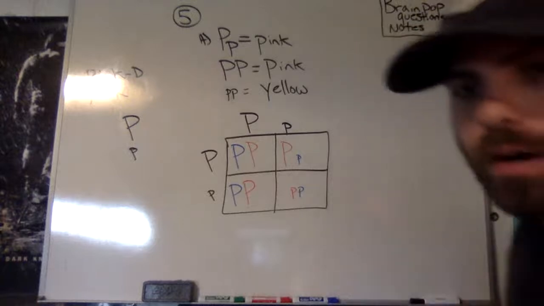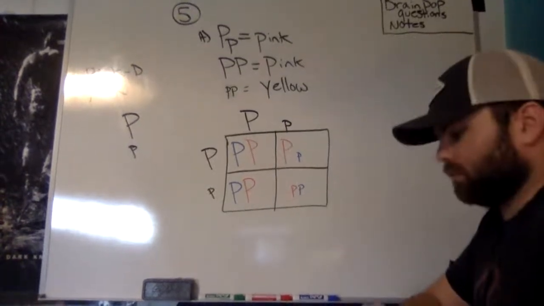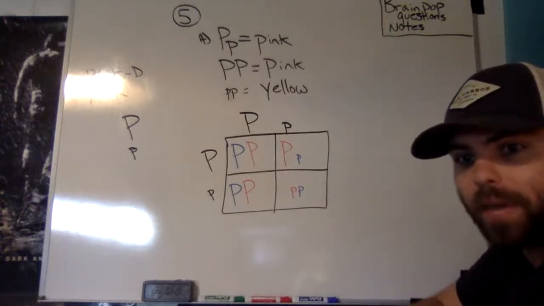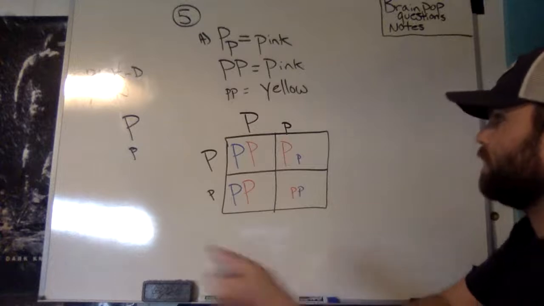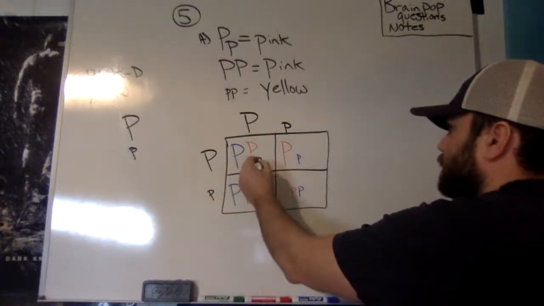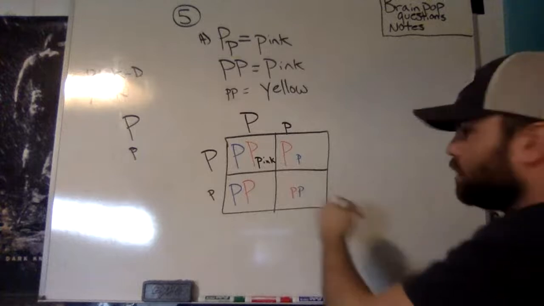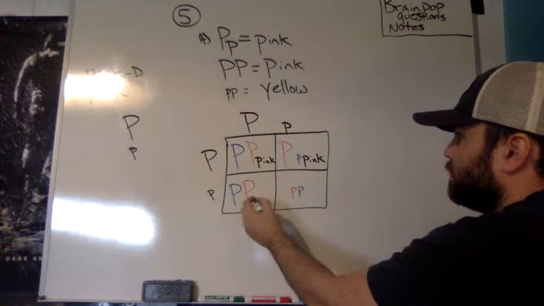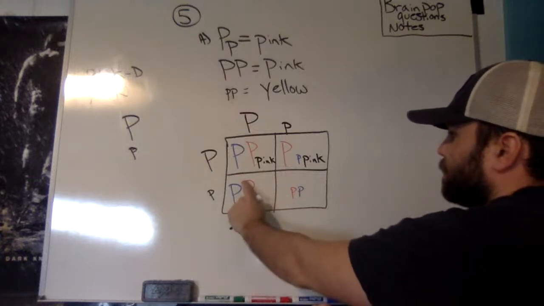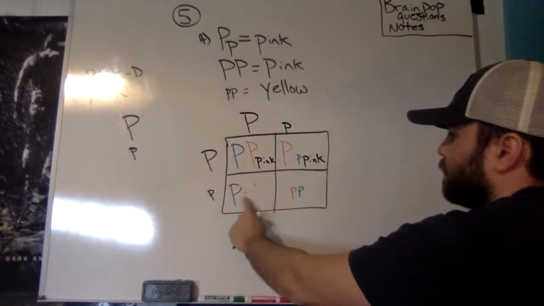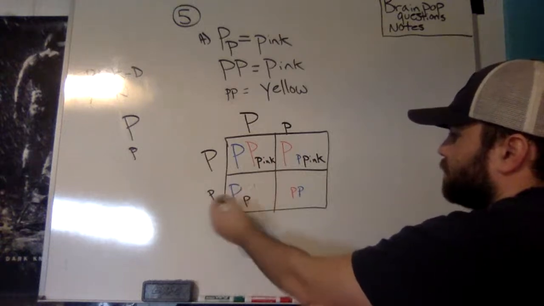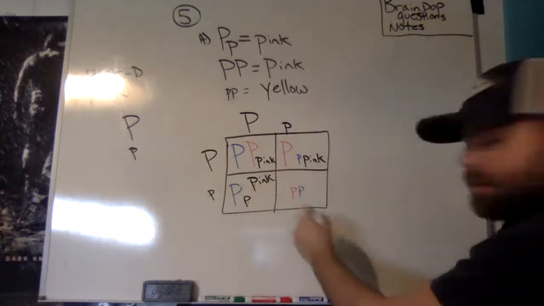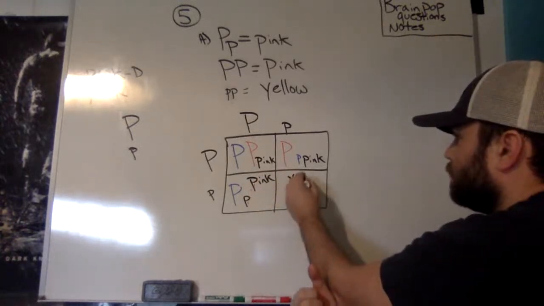So remember, wherever you see an uppercase letter, you are going to be pink. Okay? So right here, we got two uppercase P's. So that's going to be pink. We got an uppercase P and a lowercase. That's going to be pink. Uppercase and lowercase, because remember, that's a lowercase going across. So that's going to be pink. And we got two lowercase P's. So that's going to be yellow.